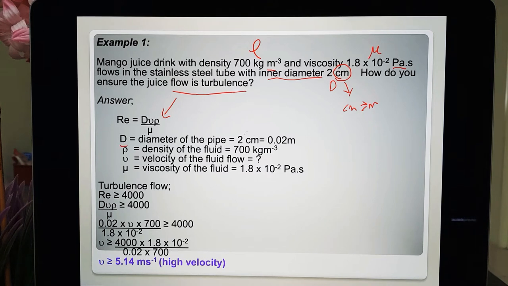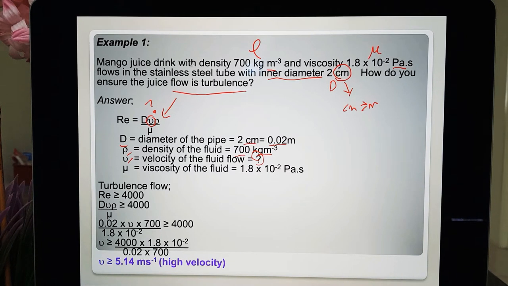So D, the diameter of the pipe, is 2 cm, then we convert to meter, it becomes 0.02 meter. Then the density of the fluid, known as rho, is 700 kilogram per meter cubed. And in terms of velocity, it is unknown. The velocity of the fluid flow is unknown, so what we want to calculate is the velocity. And then mu, the viscosity of the fluid, is 1.8 times 10 to the power of negative 2 Pascal second.